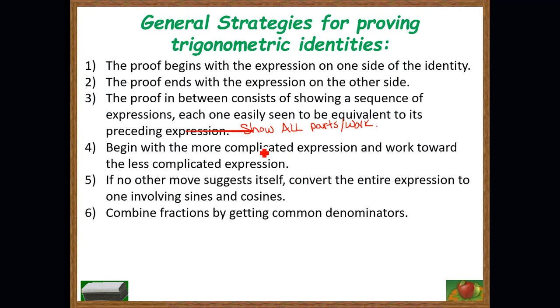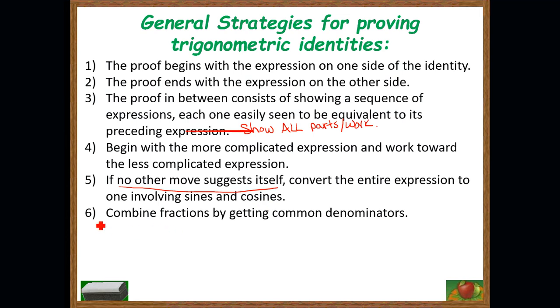One common hint is to begin with a more complicated expression and work your way to the less complicated one, because that's kind of the frame of mind we're in, right? We're always thinking about simplifying now. And if you get stuck or no other move suggests itself, meaning I'm like, I don't know what to do, you might convert the entire expression to one involving sines and cosines and see if that gets you someplace.